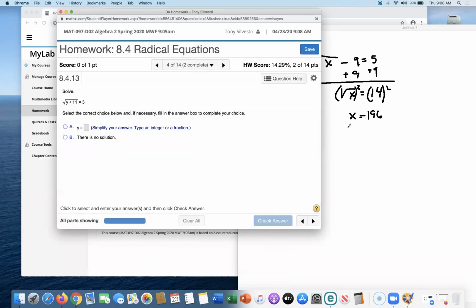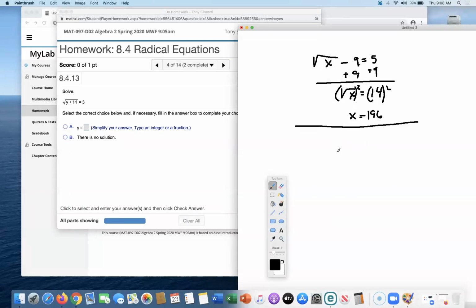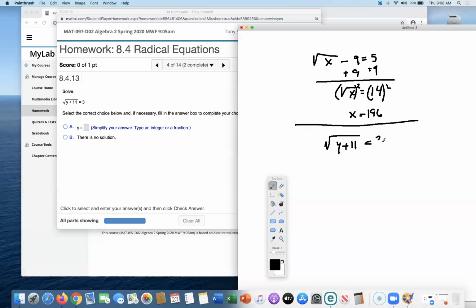Okay, we can do that one. Big square root of y plus 11 equals 3. I look at this problem, and even though we got a big mess underneath that square root, that's just one big bundle here. I do have a square root all by itself on one side of the equation. So square both sides.